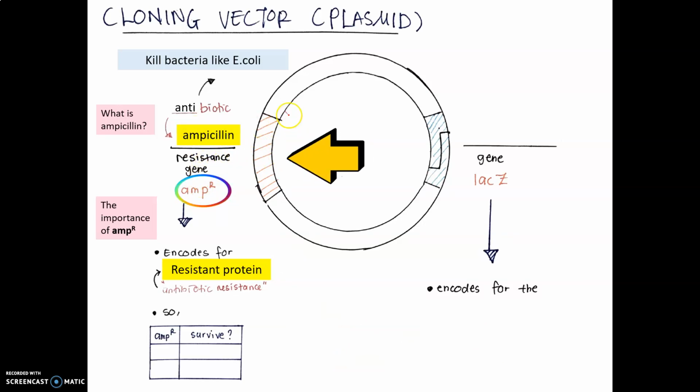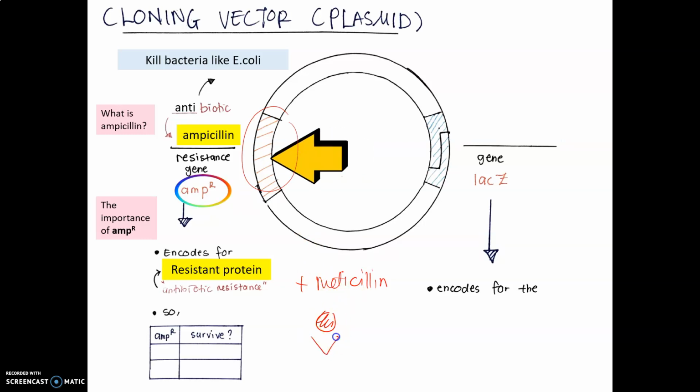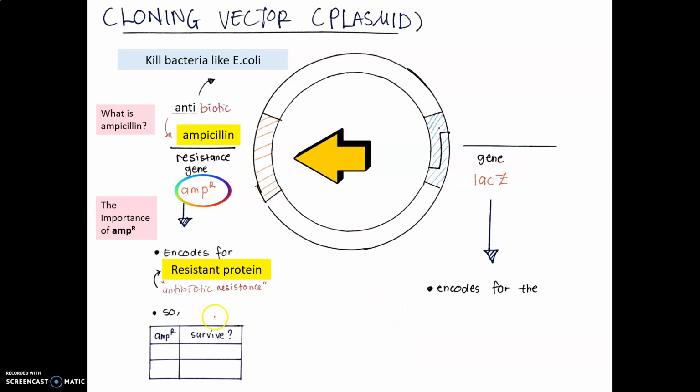Kalau bakteria yang ada plasmid AMPR, kita jumpakan dia dengan methicillin which is another antibiotic. This bacteria hidup ke mati? Mati. Sebab methicillin dia berbeza dengan ampicillin. Okay, let's say this one adalah methicillin, dan disebabkan ampicillin resistant protein ini tidak fit ataupun tidak sesuai dengan methicillin, maksudnya sekarang methicillin masih boleh kill the bacteria sebab this AMPR ini dia encode for resistant protein yang bukan untuk methicillin tetapi untuk ampicillin. So methicillin tadi akan kill the bacteria. Konsep dia macam tu, it should be specific. Okay, AMPR hanya untuk ampicillin.